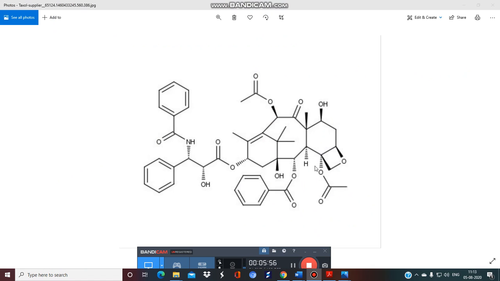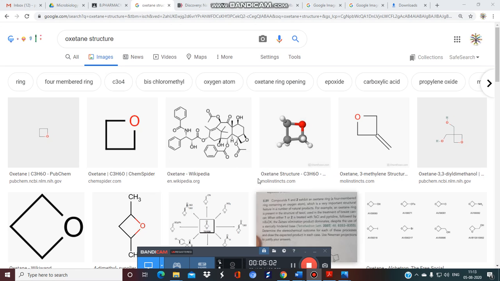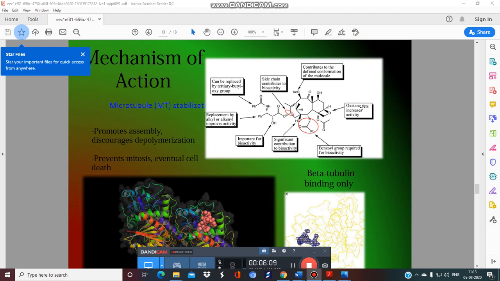So see again the structure of Taxol. This is another important part of the Taxol. This ring is known as the oxetane ring. Just see the structure of the oxetane nucleus. This is the important ring, because the oxetane ring increases the activity of the whole compound, that is Taxol. Look at this. This is the oxetane ring.